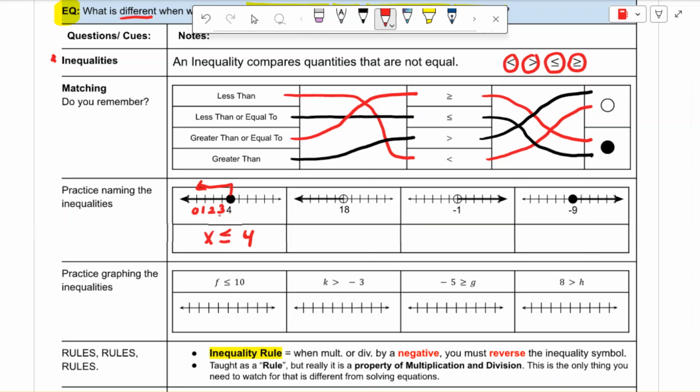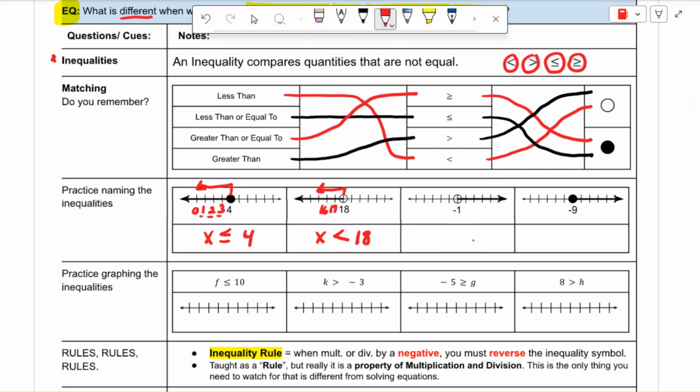And you can always try some numbers out. Try 3, try 2, try 1, and they all work. This next one is 18, and we'll need a variable. We'll just use x again. This is an open point, and the arrow is still going less than, as in 17 and 16 and so on. So x is less than 18.